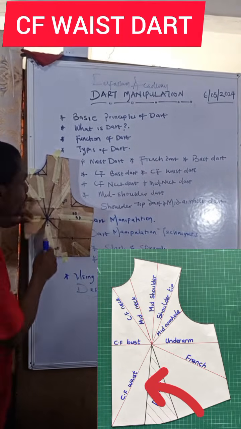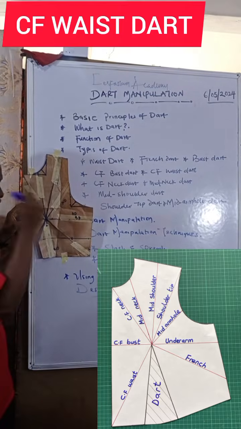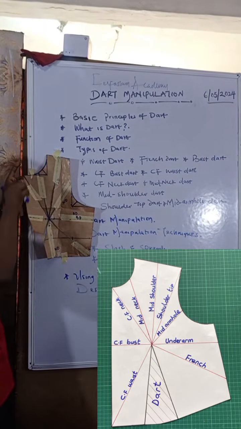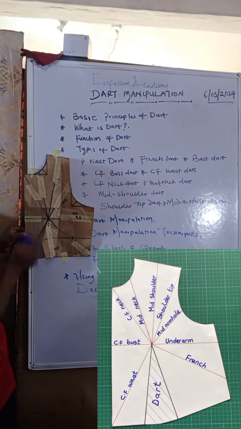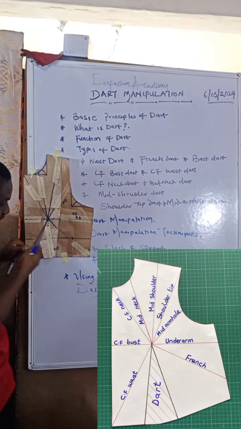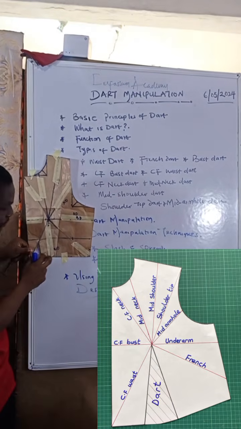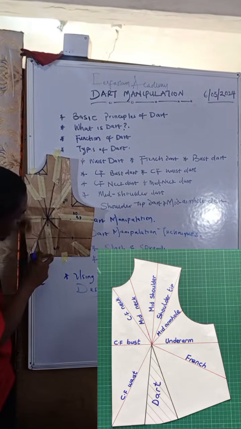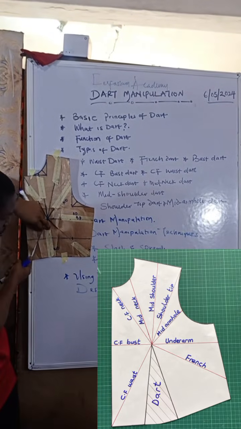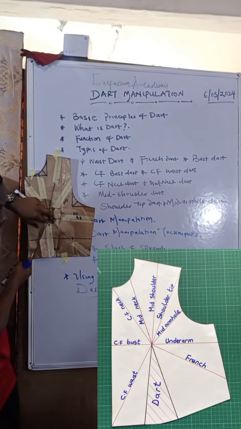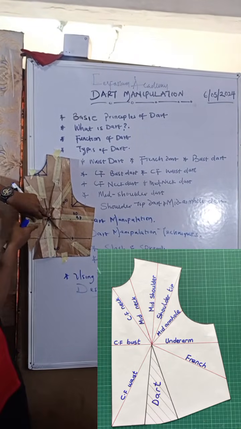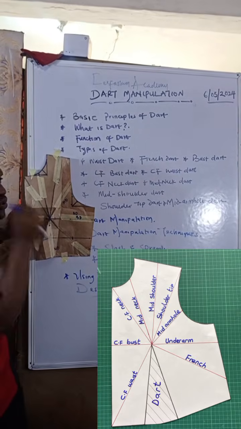Center front waist dart. Now look at it. Anything center front is here. Do you understand? Now look at the center front waist dart. Look at our original waist dart. Center front is more like at the edge. Now look at it. This is a complete pattern. When you come to this edge at the half length, this center front side, now go towards the apex point. That is the center front waist dart.